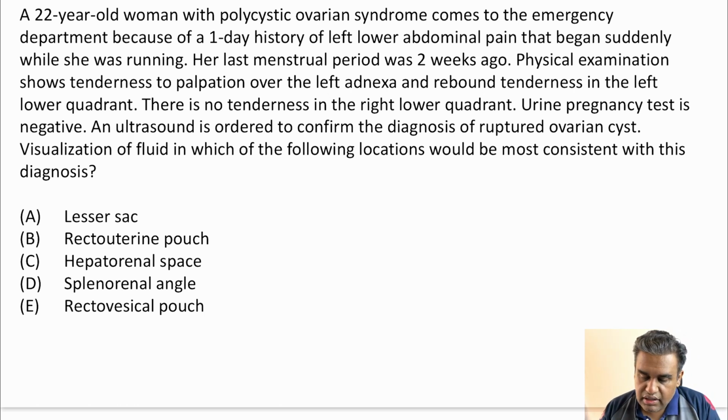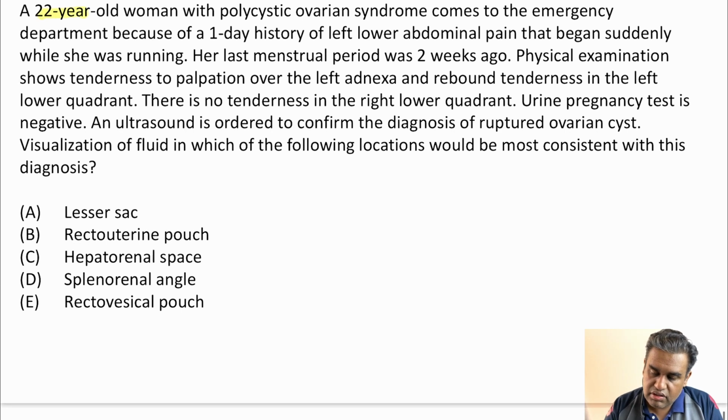A 22-year-old lady with polycystic ovarian syndrome comes to the emergency department. So it's a young lady with PCOD, who comes to the emergency with a 1 day history of left lower abdomen pain that began suddenly while she was running. Her LMP was around 2 weeks ago, so this is somewhere around the ovulation time. Physical examination shows tenderness to palpation over the left adnexa and rebound tenderness in the left lower quadrant.